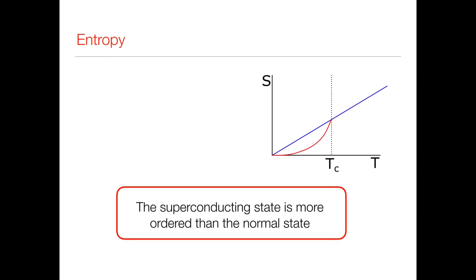What can we really learn from this? Well, the entropy is always lower in the superconducting state. We know what entropy is, it's a measure of order. So that tells us that the superconducting state is more ordered than the normal state. It doesn't tell us how it's more ordered, it's just somehow more ordered.